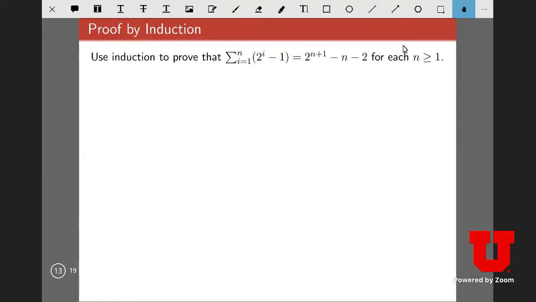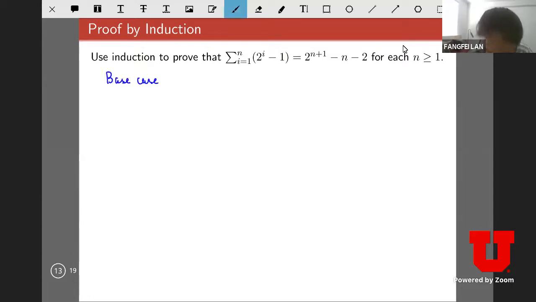Yep, prove the base case, right? What is the base case? So it is when n is equal to 1. That is correct. So prove P1 is true. So then this would be the sum from i equals 1 to 1 of 2 to the i minus 1.